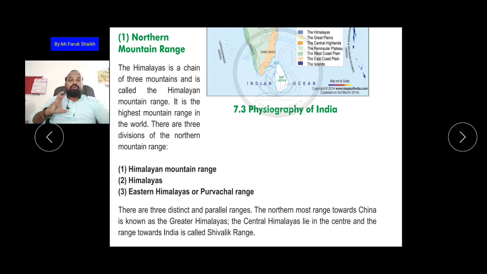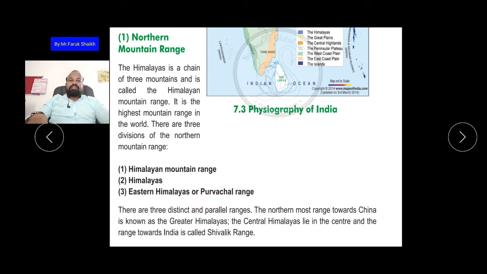Himalaya है वो एक chain है, mountains की chain है, they are connected with each other. Okay, so that is Himalaya, a chain of mountains, called the Himalaya mountain ranges. It is the highest mountain range in the world. There are three divisions of the mountain range. There are total three mountain ranges in the Himalaya. The first is the Greater Himalaya, second the Central Himalaya, and third the Eastern Himalaya or Purvanchal range.